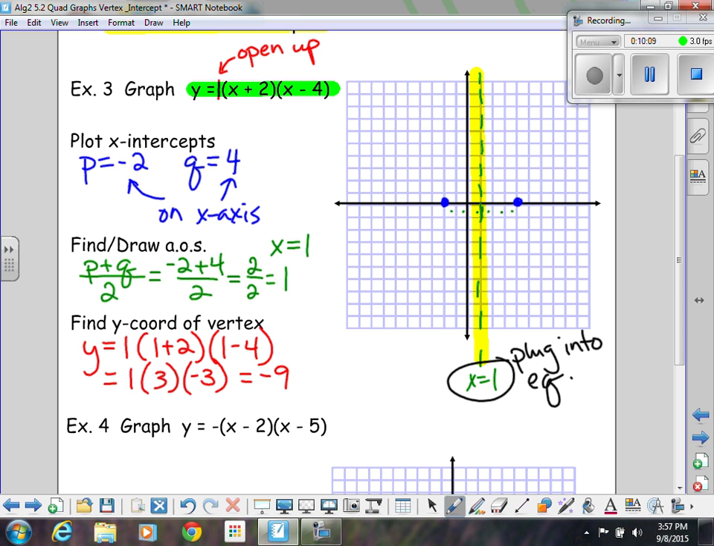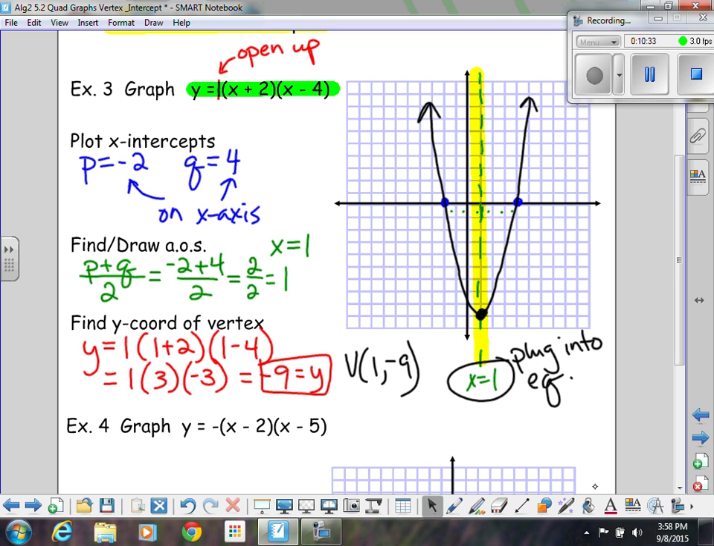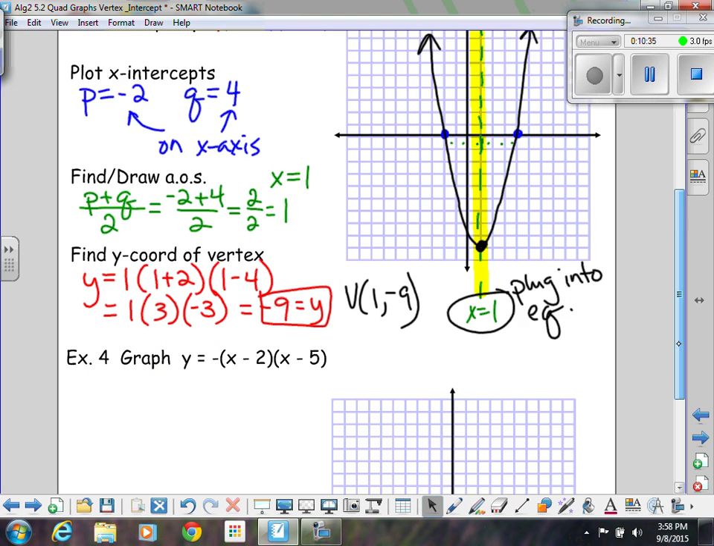So remember, this is my y, right? I plug this in to get a y value. So I've got an x value and a y value. That is my vertex. So my vertex is 1 comma negative 9. So I can plot that on here. That's right there. And now I can draw my parabola.